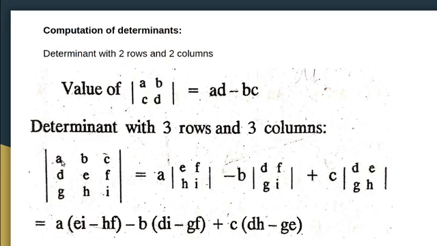So first, take the first element, then strike off that row and column. Then determine the determinant of the remaining values, E F H I. Then put a negative sign for the second element. You have to put alternate negative signs for the elements. So the first element is given a positive sign. Then for the second element you have to put a negative sign, so minus B. Then strike off the row and column in which that second element exists. Then you have to find the determinant of the remaining elements, D F G I.